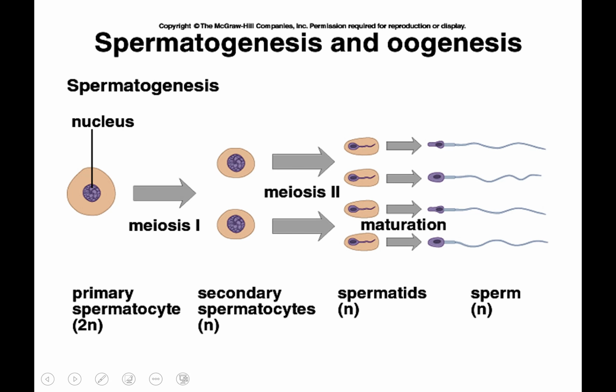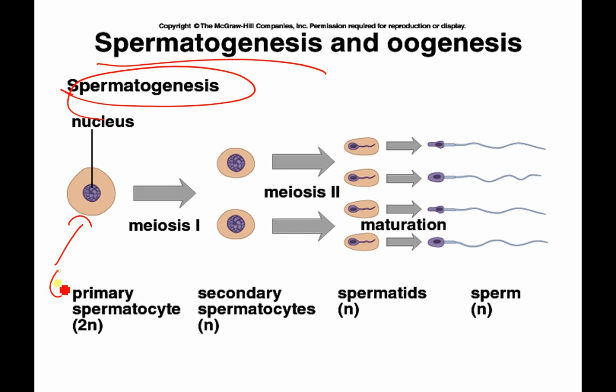So here we see the process for men. This is spermatogenesis. So this is our germ cell. This cell is diploid, and the chromosomes all are going to be bivalent after at least S phase. So we get meiosis 1. And remember, meiosis 1's job is to split the homologous chromosomes from their partners.